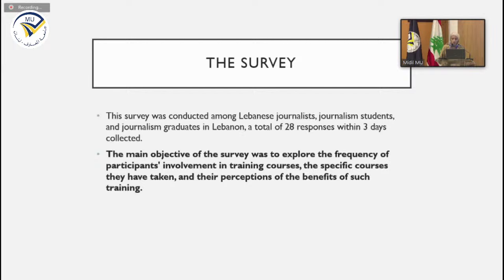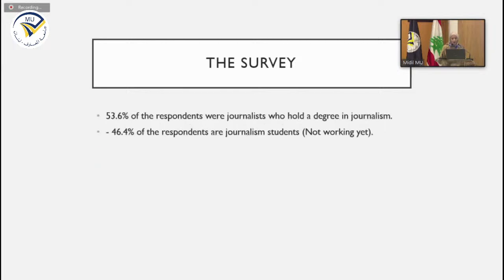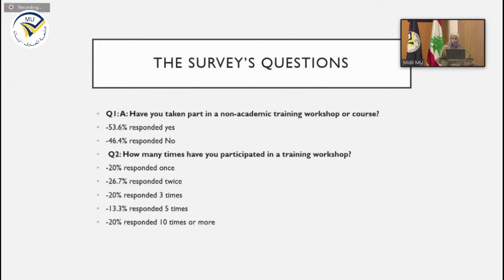The main objective of the survey was to explore the frequency of the participants' involvement in training courses or training centers, the specific courses they have taken, and their perception of the benefits of such training. The results show 53.6% of the respondents were journalists who hold a degree in journalism, and the rest are journalism students not working yet.